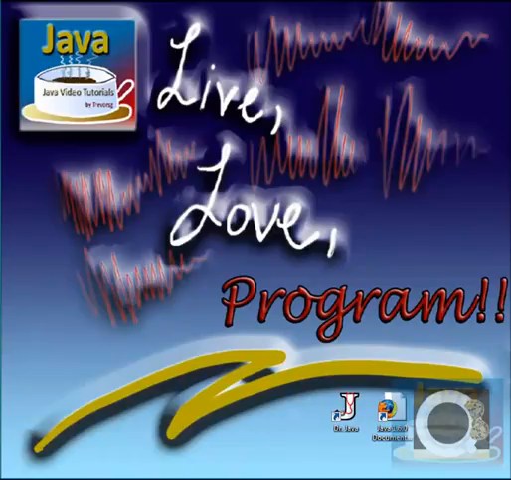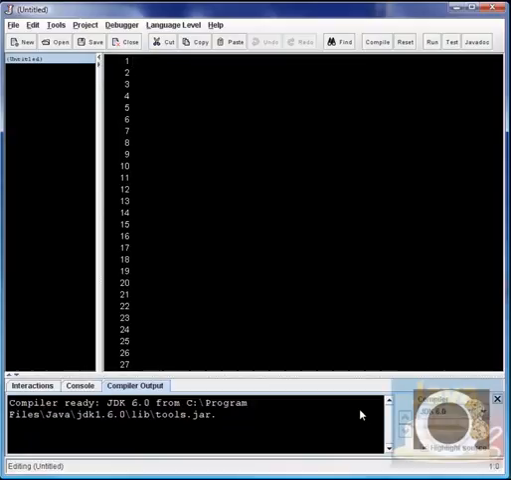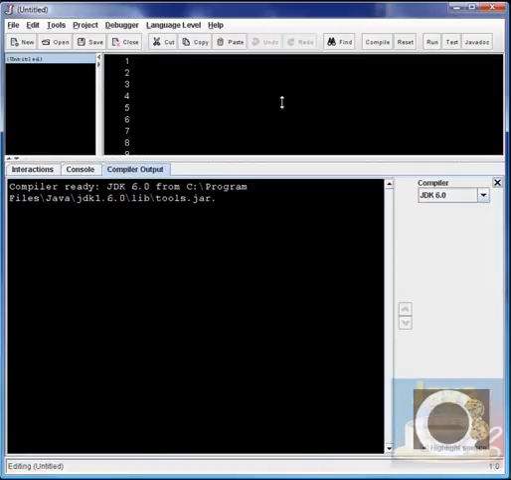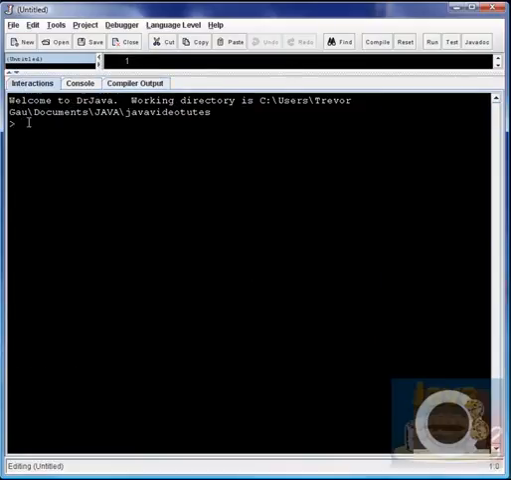This is lesson 3 and this is on bitwise operators. Sort of like the last lesson, we're just going to use the interactions pane in DrJava. So let's go ahead and open that up. And the very first thing we're going to need to understand is binary. If you don't know it already, then it's a good thing to know. Just go ahead and learn it. It's not that hard.